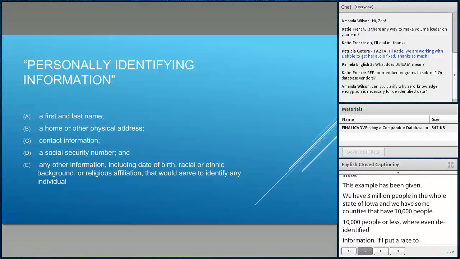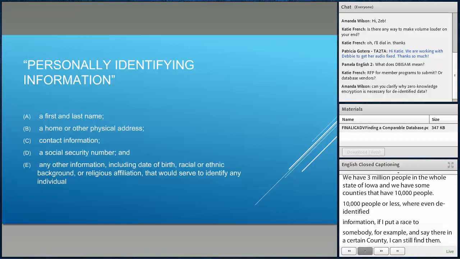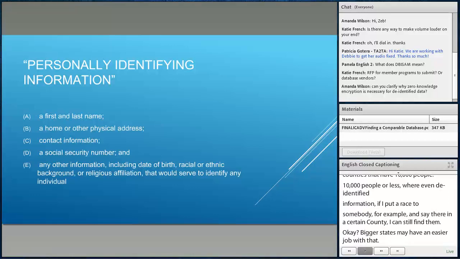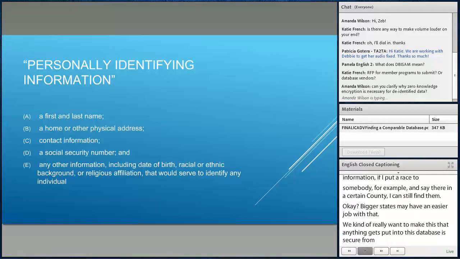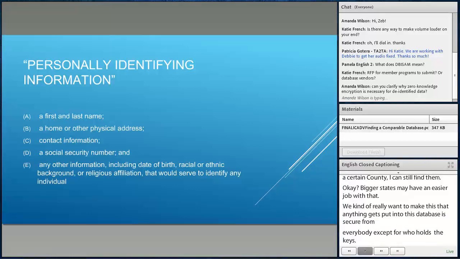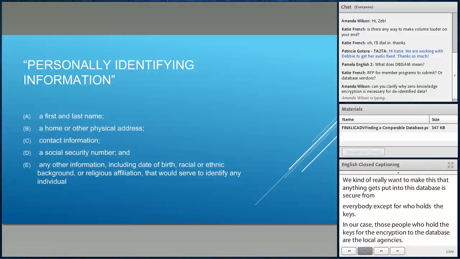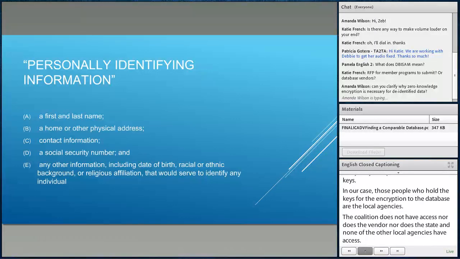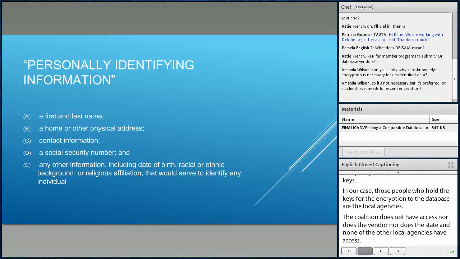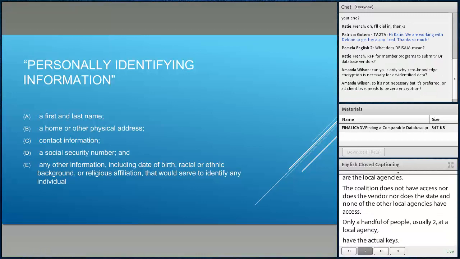We really want anything that gets put in this database to be secure from everybody except who holds the keys. In our case, the only people that hold the keys to the encryption for the database are the local agencies. Us at the coalition don't have access, the vendor does not have access, the state does not have access, and none of the other local agencies have access. Only a handful of people, usually 2, at a local agency have the actual keys. The RFP was something the state issued out to any vendor who thought they could do the job.